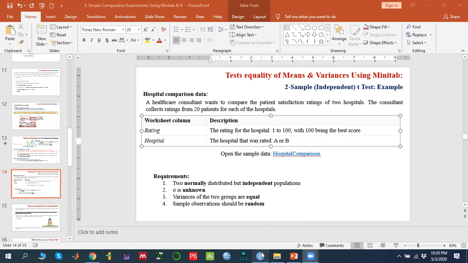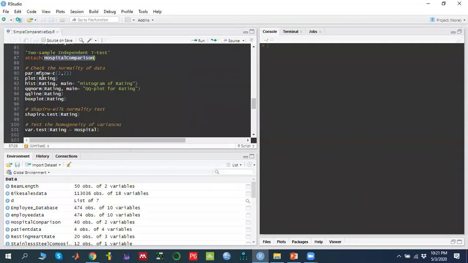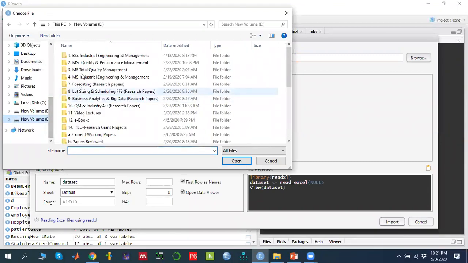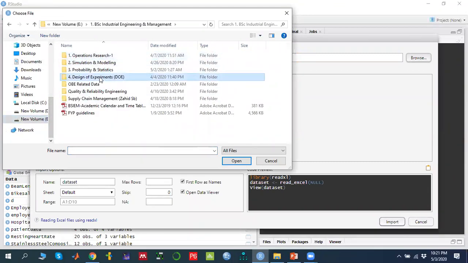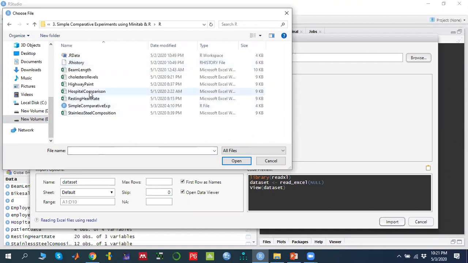So in order to do that, I'm using R to apply this test. First of all, I need to import the data set, and the data set which I am using is the hospital comparison. In order to import the data, I will go to the environment, import data set from Excel, browse, and then go to the directory where I have put the data. That is over here, hospital comparison.